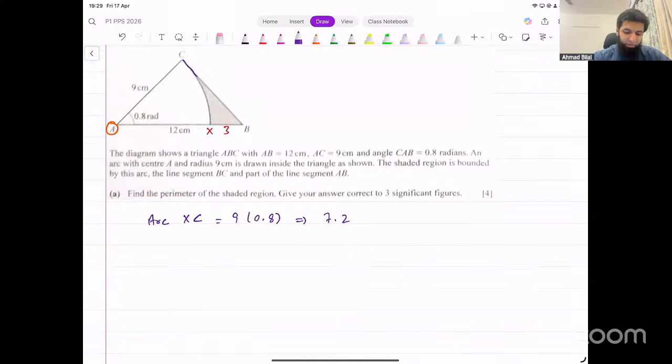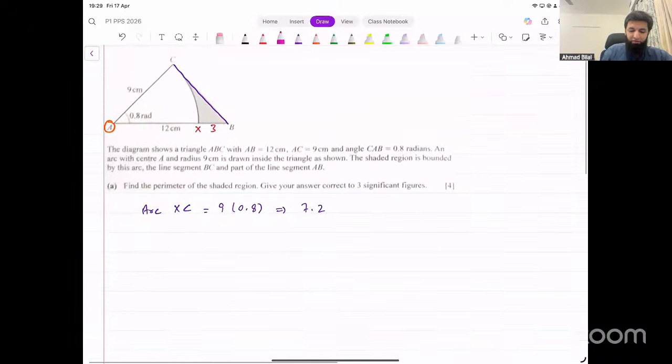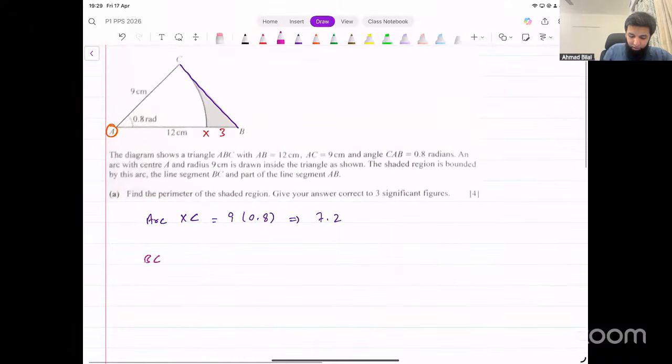Then we have this side CB. Can we find this side CB as well? We know this side is 12. We know this side is 9. We know the angle in the middle. We need the third side. Cosine rule, right? We know 2 sides and the angle between them, and we want the third side. BC squared is going to equal 9 squared plus 12 squared minus 2 into 9 into 12 into cos of the angle between those 2 sides, that is 0.8. And that is going to give you the side BC.